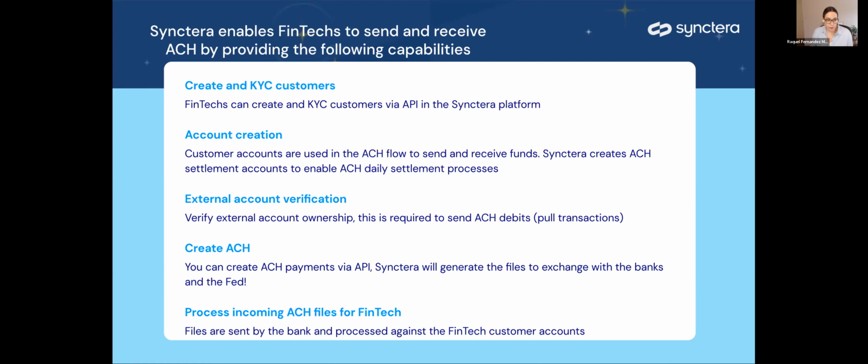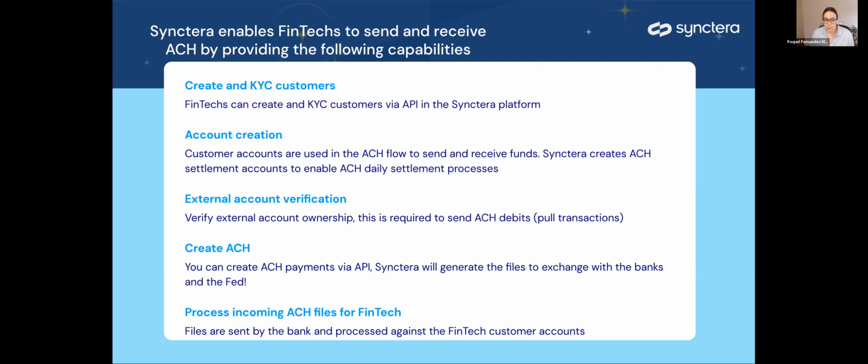Then what you need to do is also external account verification. As we said, verifying external accounts is required to send ACH debit by the network. So now the verification will be a next step. And then you can create an ACH. So now you have a verified account with a customer, and now you can create an ACH, and this process will generate the file to exchange with the bank and the Fed. So now you are in the network and you are exchanging payments.